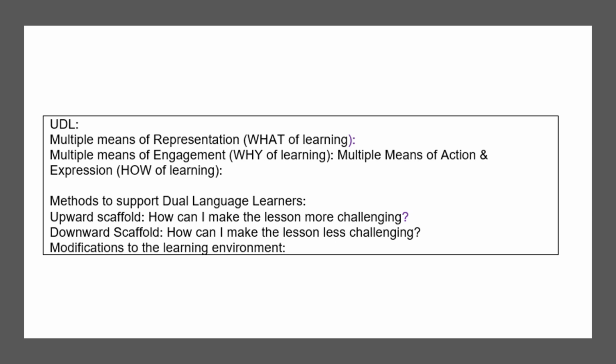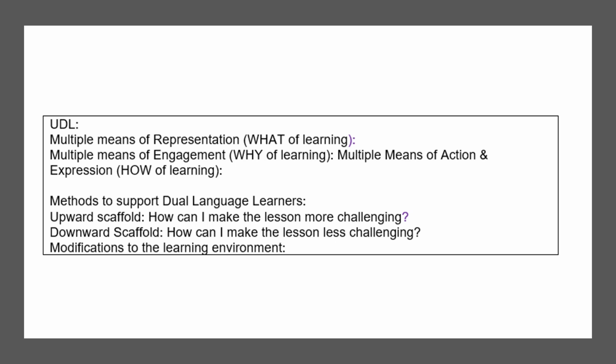So for UDL, you'll think about the multiple means of representation, the what of learning, the multiple means of engagement, the why are we learning, and the expression, the how are we learning. So any one of these can be modified relatively easily for any student. You'll also think about methods to support dual language learners. You'll think about upward scaffolding and downward scaffolding.